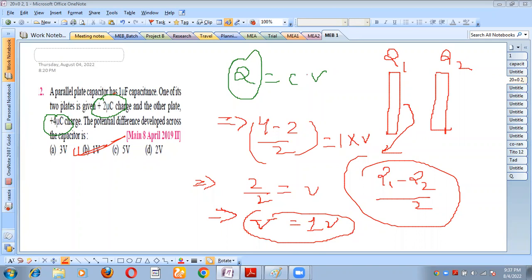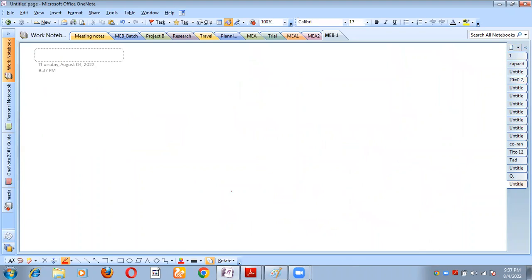So when the charges are different, if charges are equal, plus Q and minus Q, then it is okay. We have to directly apply Q is equal to CV. But when the charges on plates are different, we have to calculate charge like Q1 minus Q2 by 2. Getting my point? Yes. So this way we can get the capacity. All right. Moving to the next concept, that is electric field between the plates and all the things.